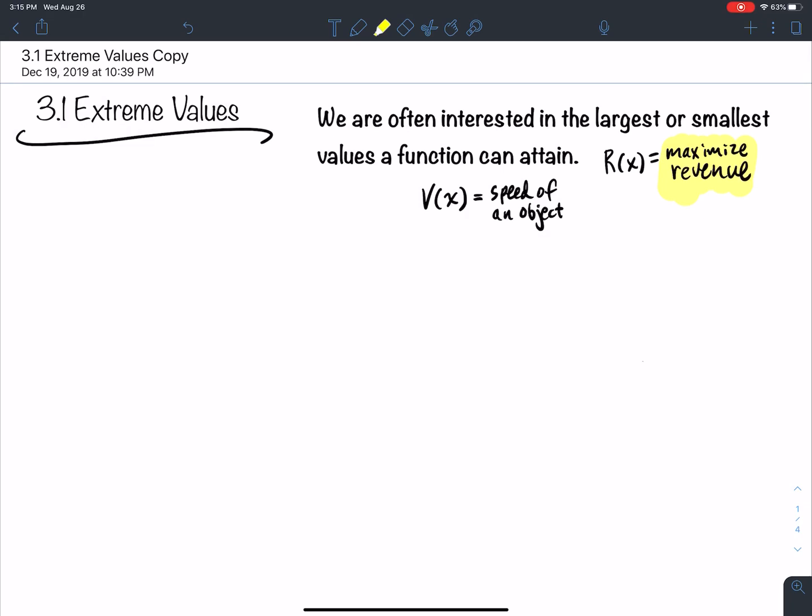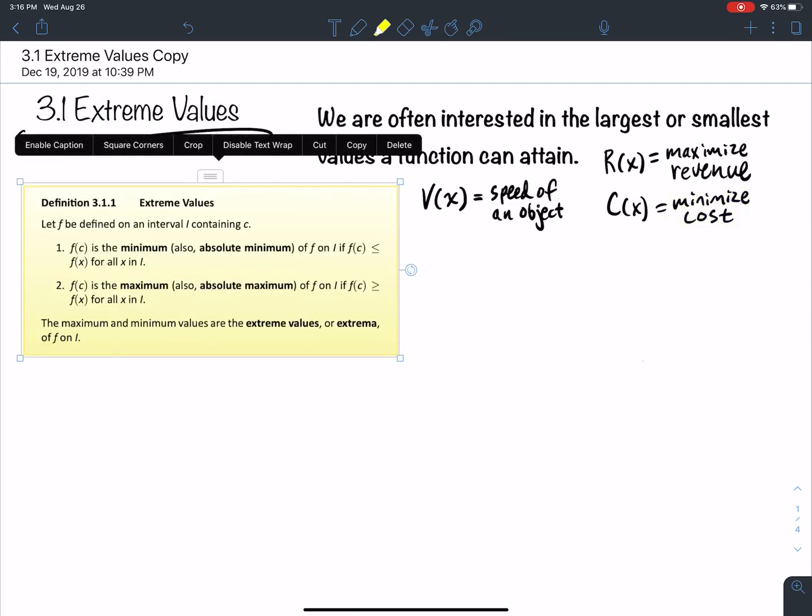Well, sometimes the cost that goes into making those items is a lot higher or potentially a lot lower the more that you make. So there's all sorts of variables that go into that. Not only do you need to maximize your revenue, you need to minimize your costs. Sometimes minimizing your cost is more important than maximizing your revenue when we're talking about business. Okay, so let's talk about a definition here.